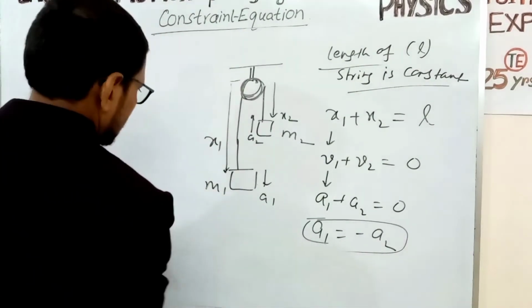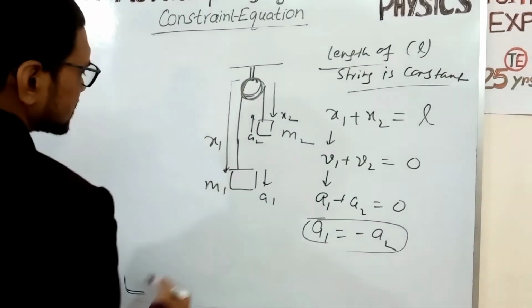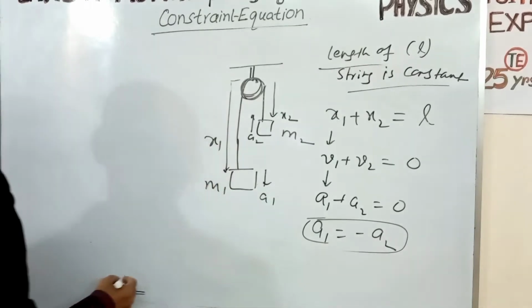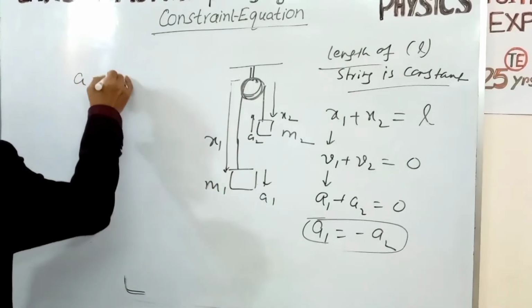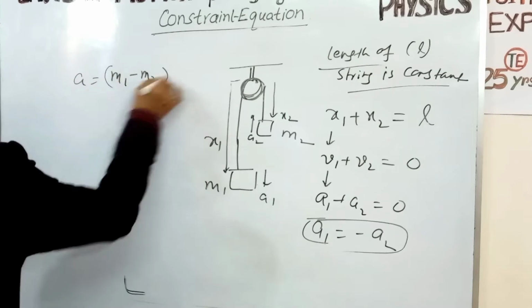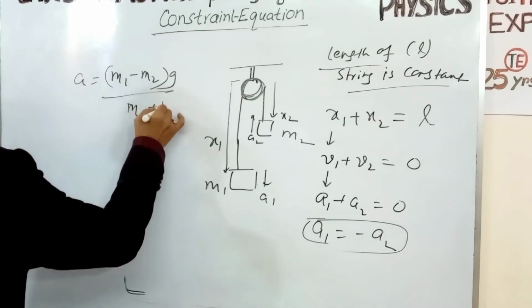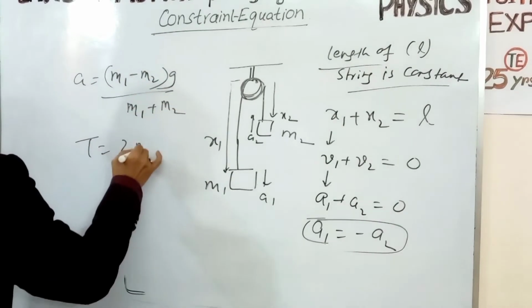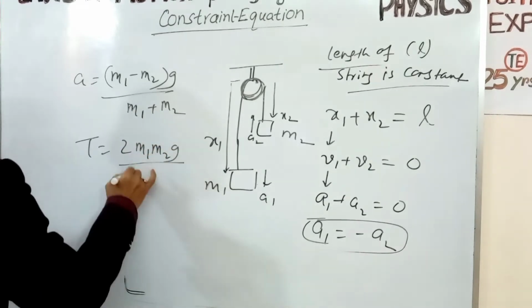Now we get here the acceleration equals (m1 minus m2)g by (m1 plus m2), and the tension T equals 2 m1 m2 g by (m1 plus m2).